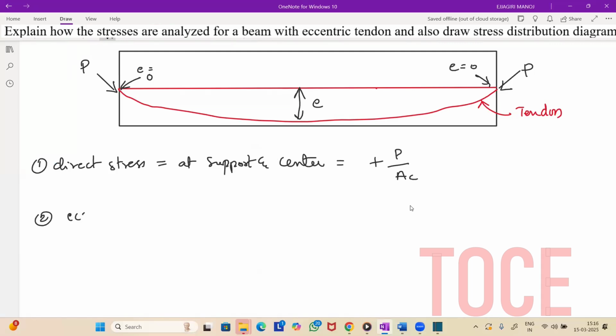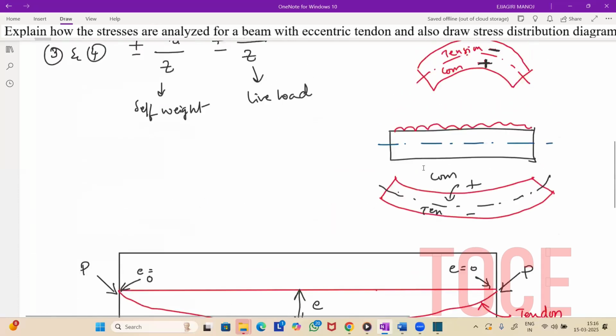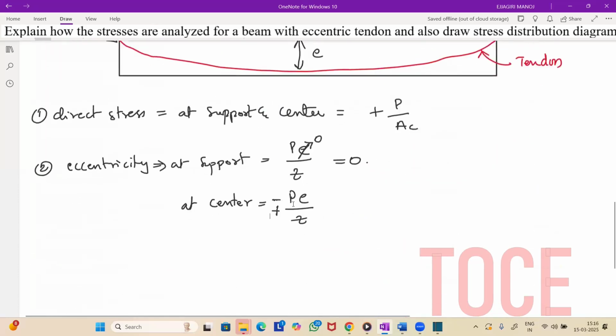Okay, so due to eccentricity at support, it will be PE divided by Z. But here my eccentricity at support is 0, so therefore it will be 0. So you won't have the stress due to eccentricity at support. But at center, I'm having eccentricity E here, so it will be PE divided by Z. And my sign convention is above the neutral axis it is minus, below the neutral axis it is plus, because it is a hogging moment. So because it is a hogging moment, it will be minus and plus.